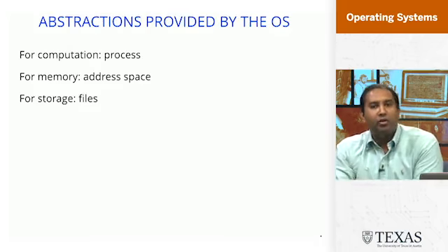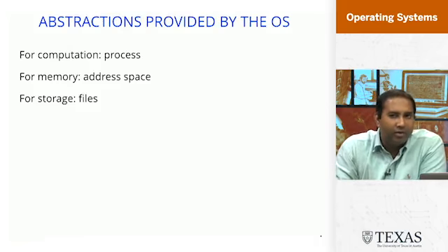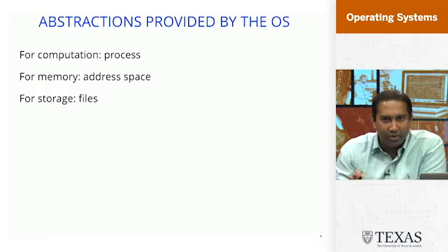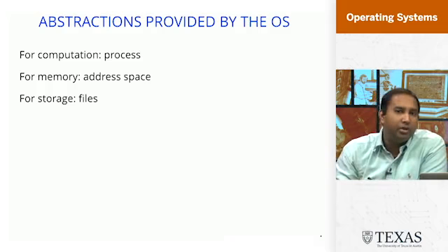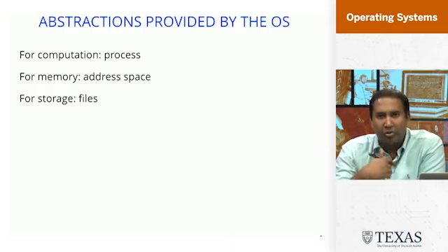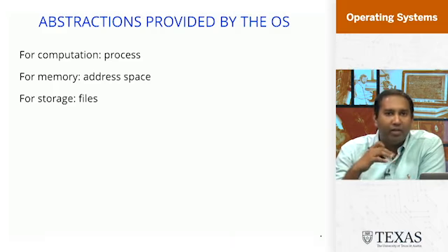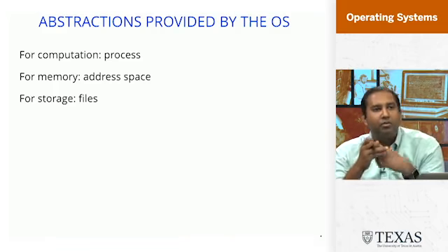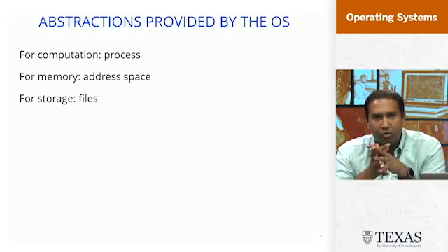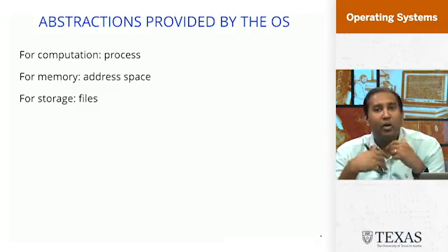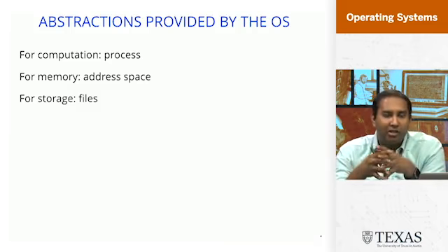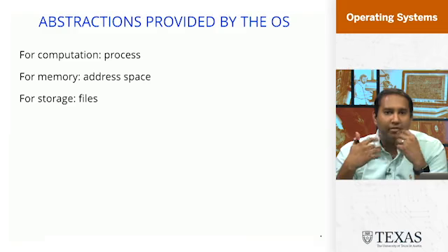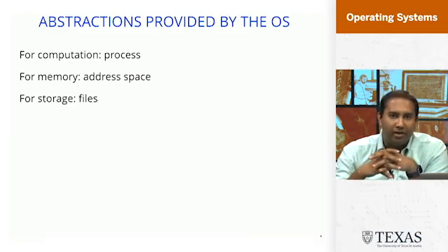Now, the OS provides a number of different abstractions, and we'll be learning about them in significant detail throughout the rest of this course. So for example, if you want to run computation, let's say you want to add, you want to subtract, computation like that, you need some sort of abstraction as to how you want to do it. And the operating system provides the abstraction of a process to enable that. To access memory, it provides the abstraction of an address space. To access storage, it provides the abstraction of a file.